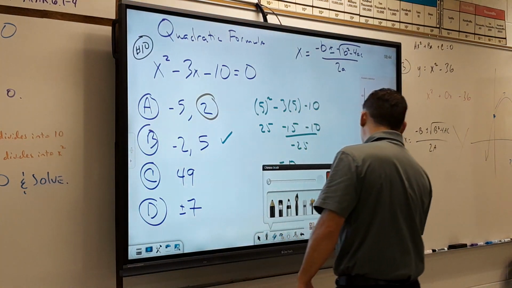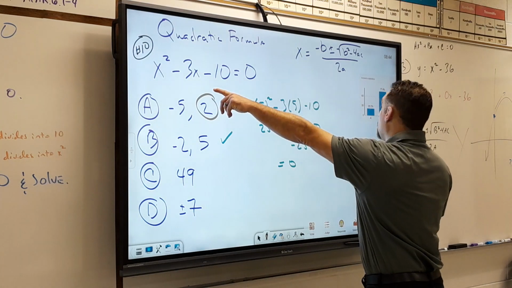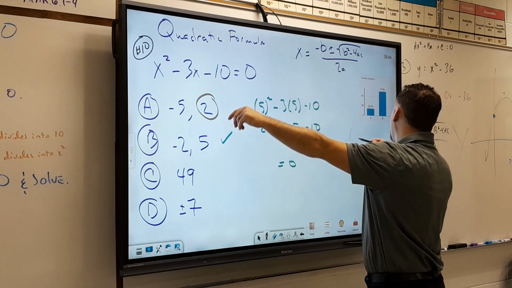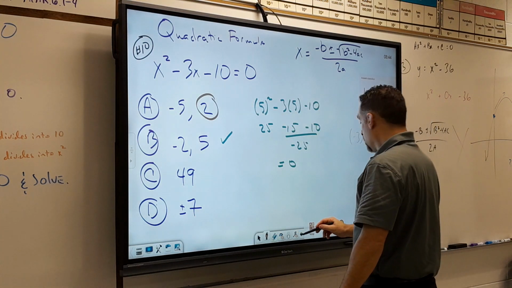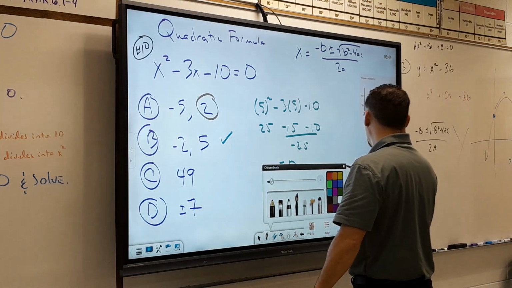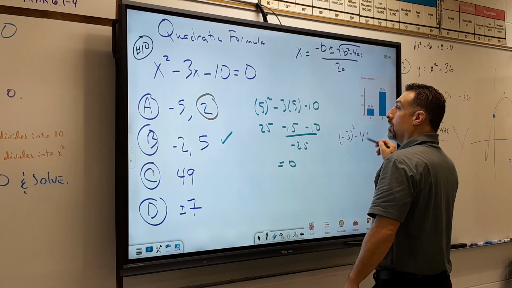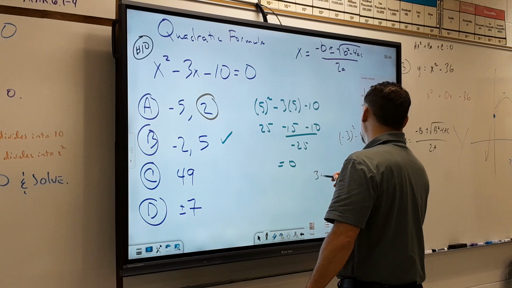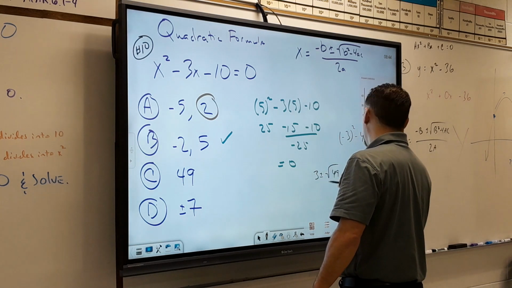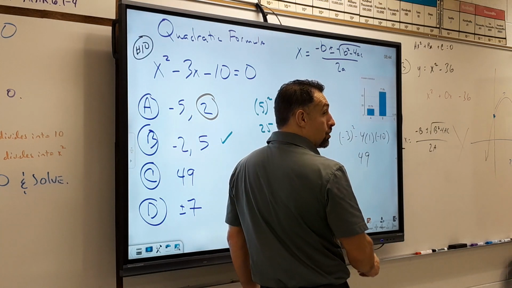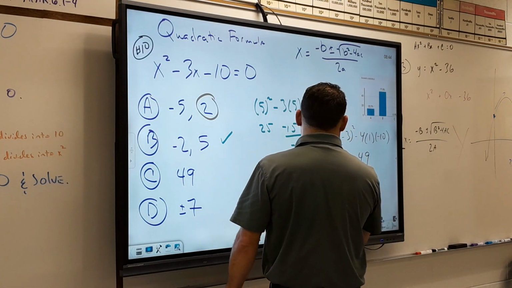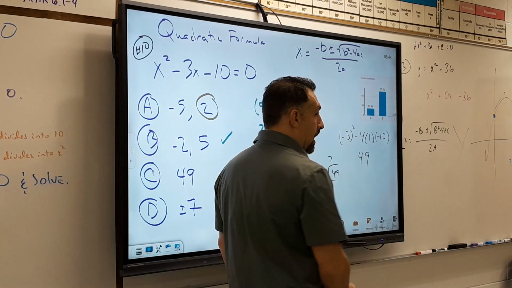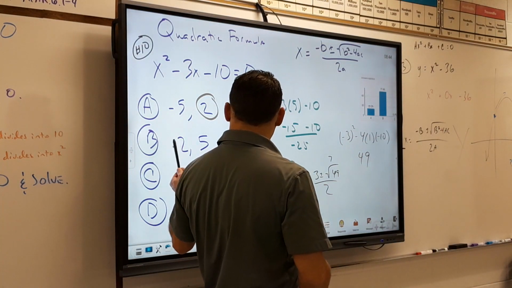If you wanted to go through the quadratic formula, you would have b squared minus 4ac would be negative 3. This would be 49. So it would be 3 plus or minus the square root of 49 over 2. The square root of 49 is 7. 3 plus 7 is 10 over 2, which is 5. 3 minus 7 is negative 4 over 2, which is negative 2. Well, that was C. Or B, excuse me.